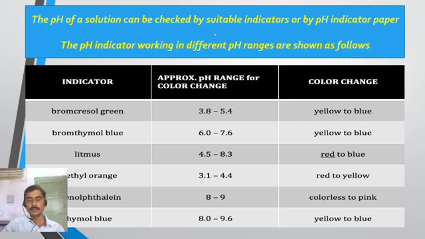Phenolphthalein: pH range is 8 to 9, and color change is from colorless to pink. And thymol blue: the pH range is 8.0 to 9.6, and color change is from yellow to blue.